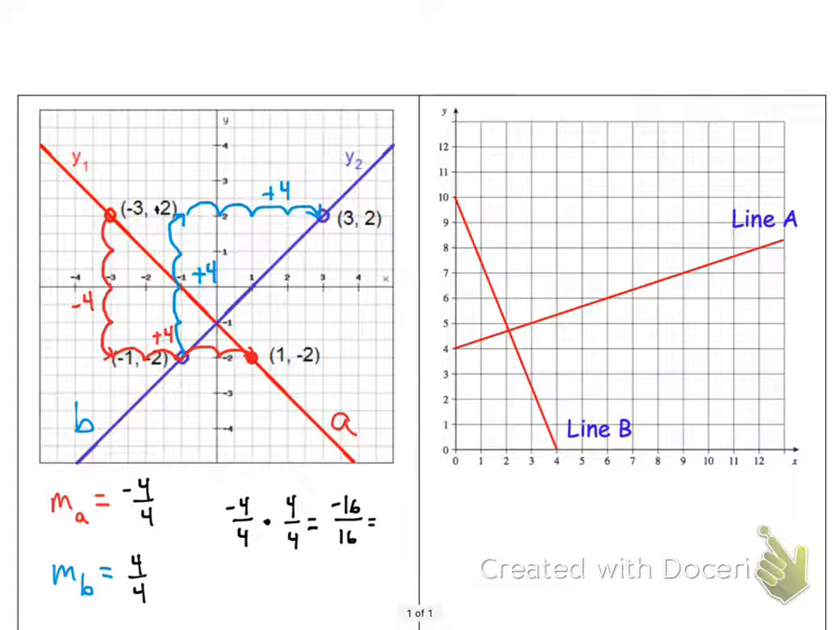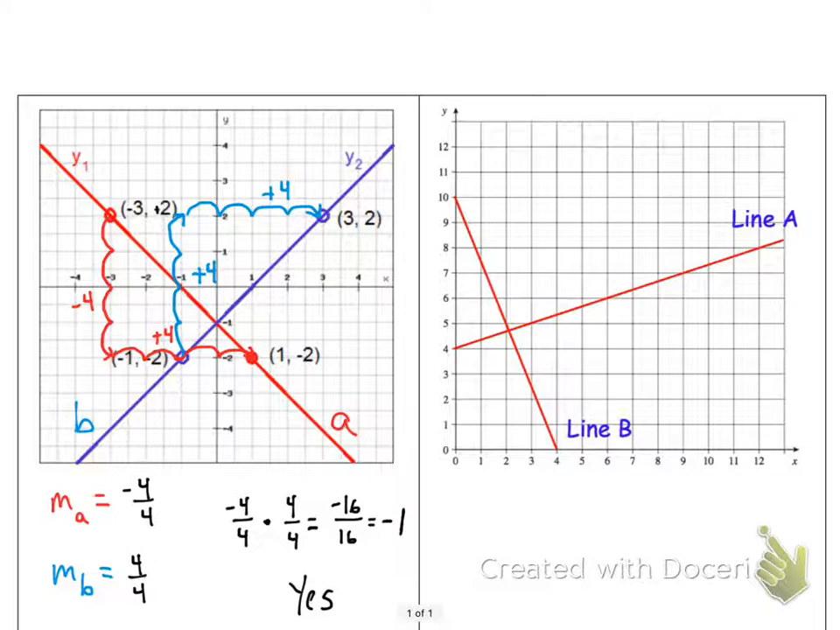Negative 1. Yes, negative 1 over 1, which is the same as negative 1. And this is what we're looking for. If we get negative 1 when we multiply these together, what do we know about the lines? They're perpendicular. So these are perpendicular. I'll put yes right here. Yes, these are perpendicular. But some of them will appear to be perpendicular and are not actually. So let's check the next one.